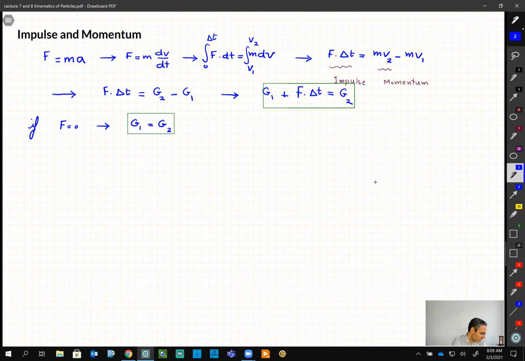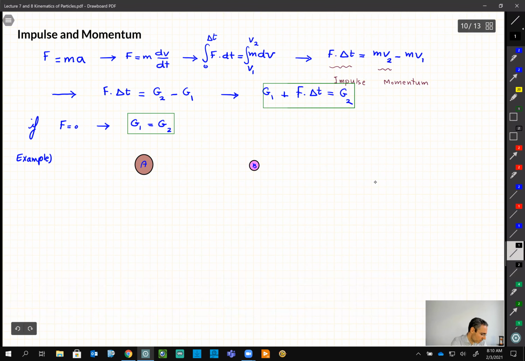Let's solve one very simple example. Let's say I have a mass here, like a particle A, and then over here, let's say I have a particle B. So this is A, and this is B. And let's say they are moving on a straight line, just for simplicity for now. But in general, they can move in any direction.